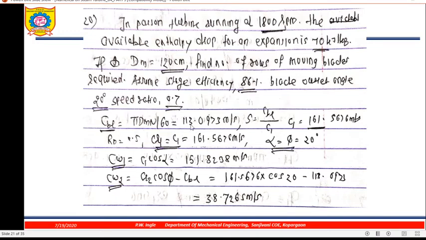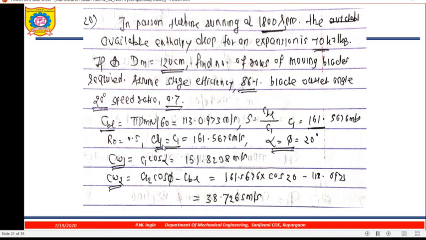So CBL is pi dn by 60, then S equal to CBL by C1, so you are getting the value of C1. Then RD is given, and now CR1 equal to C1. Okay, so alpha equal to what? Phi equal to 20 degree. So CW1 is what? C1 cos alpha. Okay, CW2 is what? CR2 cos phi minus CBL. Actually it is not CR1 equal to C1, it is CR2 equal to C1, but CR2 equal to CR1.